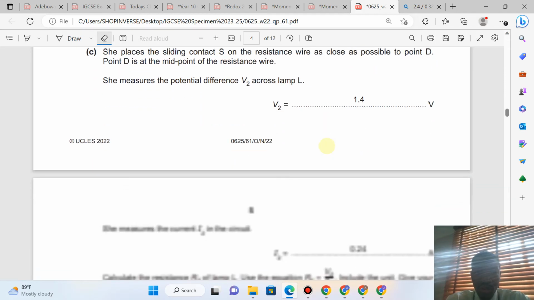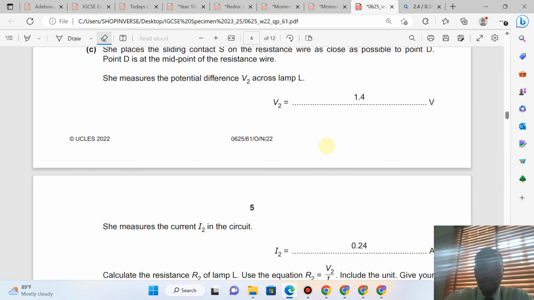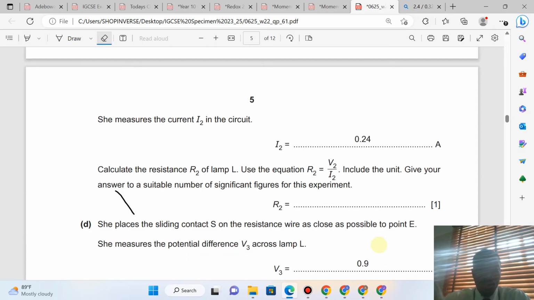Now the question says, she measures the potential difference V2 across the lamp L, and the potential difference is 1.4 volts. Then next, she measures the current I2 in the circuit, and the current I2 is 0.24 amperes. What should we do with these values? The question says, calculate the resistance R2 of the lamp L. Use the equation R2 is V2 over I2. Include the units. Give your answer to a suitable number of significant figures for this experiment.